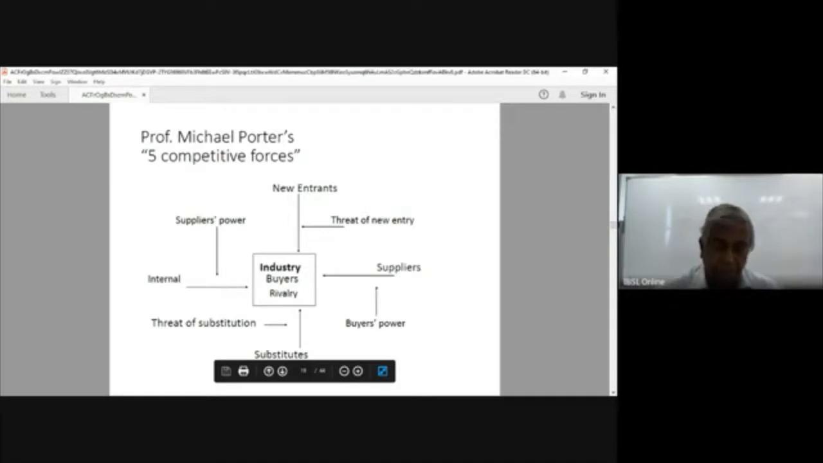Now for an example, in the footwear industry, Bata will be there, DSI will be there, GG will be there, and various other people who are manufacturing footwear items are there. Internal rivalry, the rivalry among them. That is one force deciding the competition within the industry.